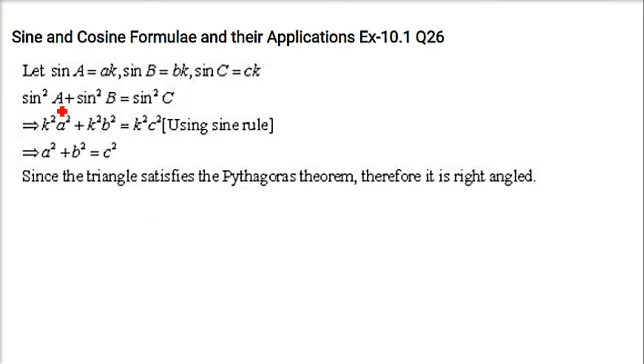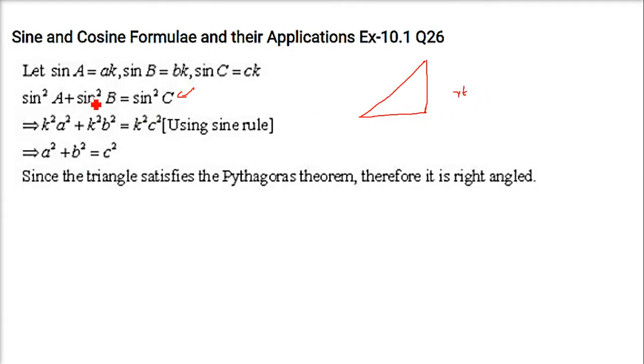Now we have sin square A plus sin square B equal to sin square C. We have to prove, when this is equal, that a square plus b square equal to c square. If this is there, we have to prove that we are talking about a right angle triangle.